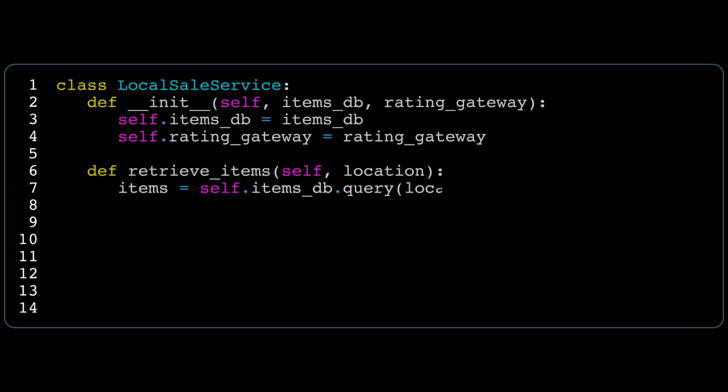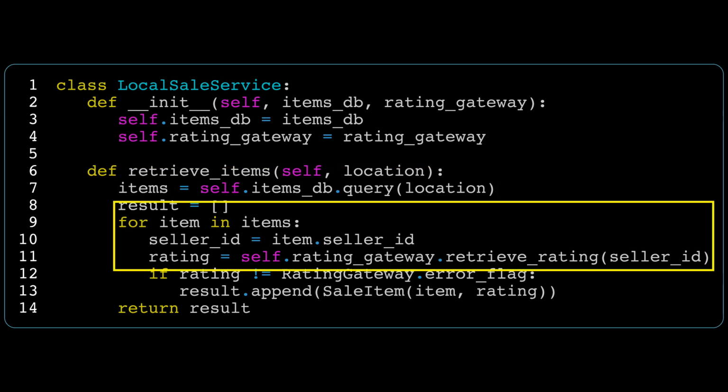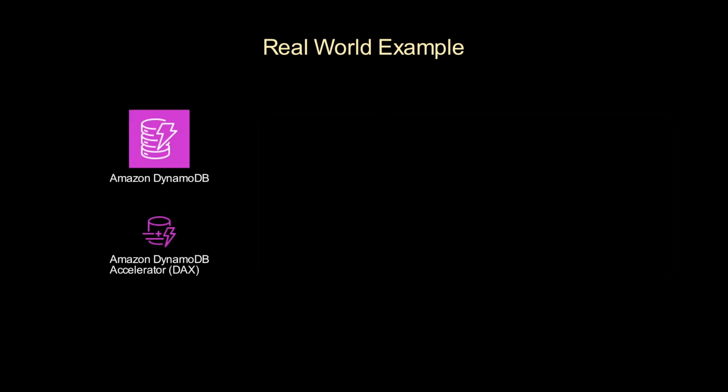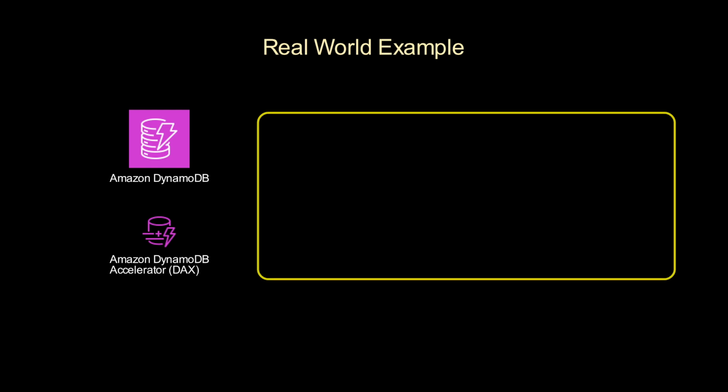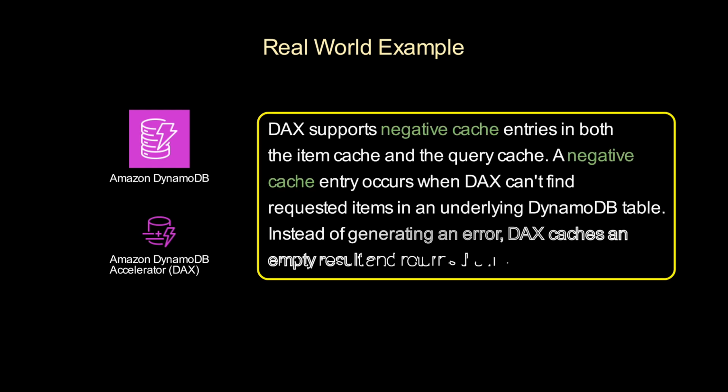Now let's see how to use the cache within the service. We'll first get all the items for sale from our database. Then for each item, we'll go and compute the seller's rating. Any ratings that resulted in errors will not be included in the final result. Now let's see a negative cache in the real world. Amazon's DynamoDB database offers a caching feature called DAX. According to the documentation, DAX supports a negative cache. Whenever an item can't be found, an empty result is stored instead of generating an error.